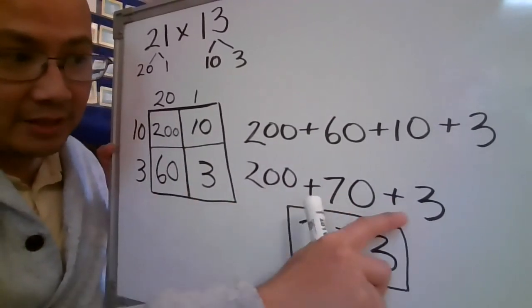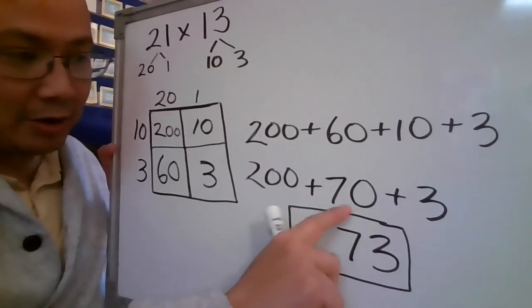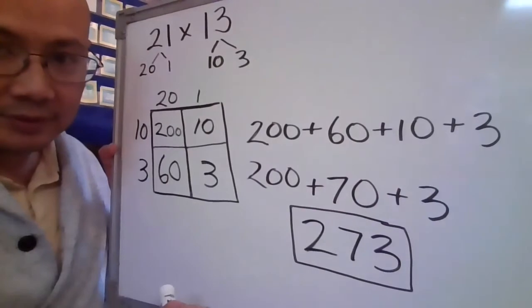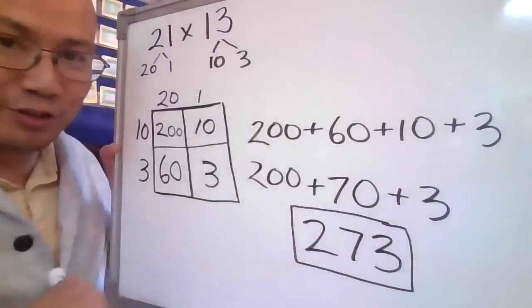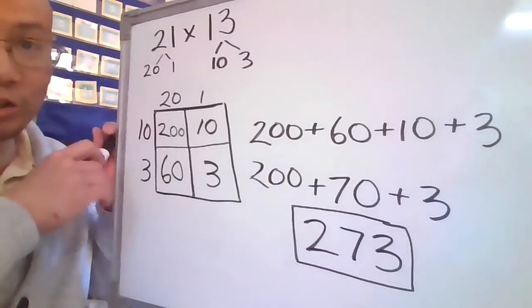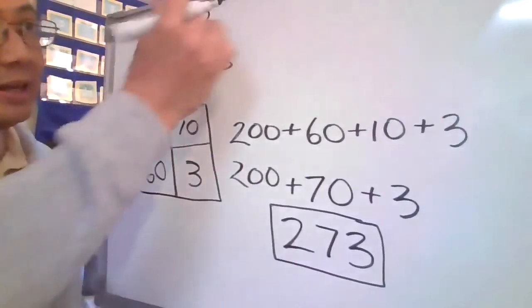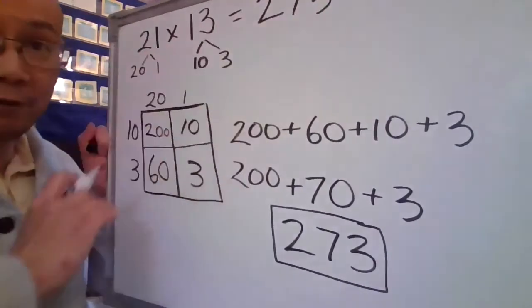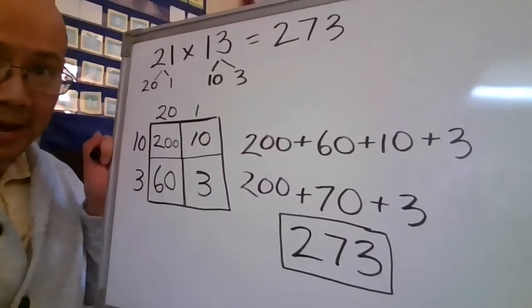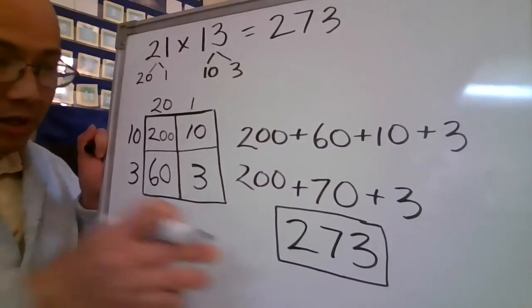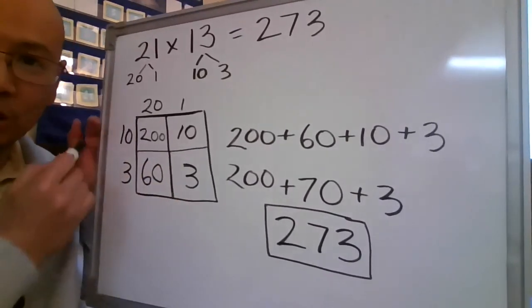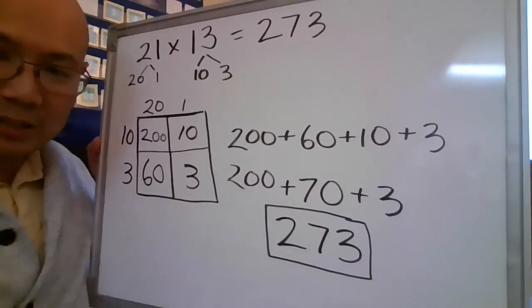200 plus 70 plus 3. Now, how did you get 70? Well, you added 60 plus 10. 273. And you may also double check with a calculator. Again, this is really advanced. You're not going to see this until 5th grade and 6th grade. But we can still play with numbers. 21 times 13 is 273. Let's practice some more.